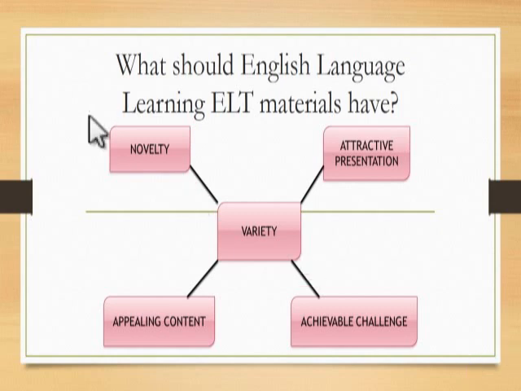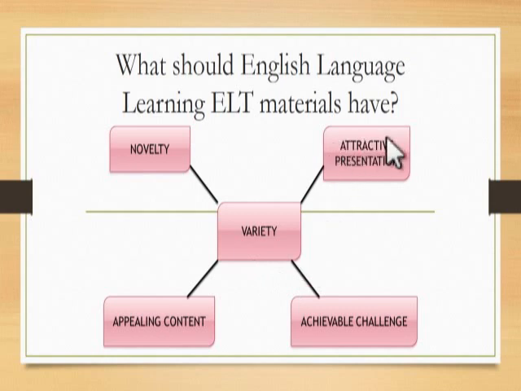So for the first part, we have that the materials should have novelty, that are going to help to give motivation to the students. So you can use unusual topics, illustration, and activities to give novelty to our learners. Then we are going to have variety. So for example, in this case, we have breaking up the monotony of the unit routine with an expected activity. So here we can use different kind of activities and we can motivate our students.